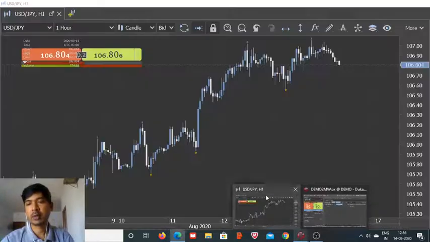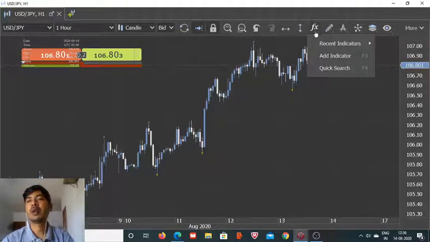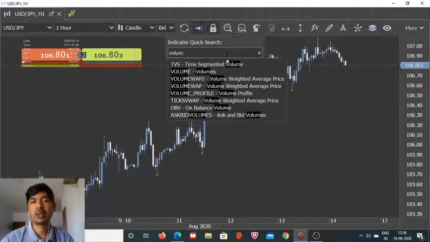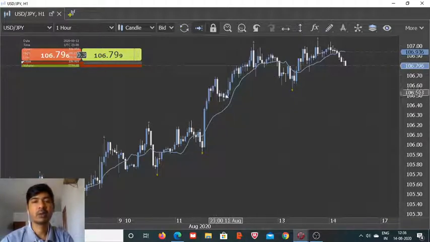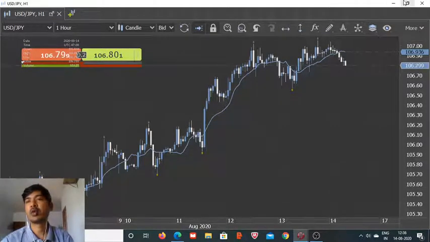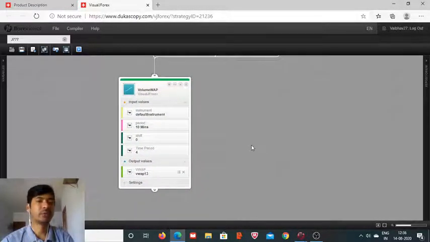Let us plot this on the chart as well. So here this is the chart, hourly chart for USD/JPY, and now we will add the volume weighted average price. Indicator quick search. Here we have these volume weighted average price. Okay, here it comes. Now we have to define the time period values here. The default setting has been on 14. So let us again go back on the board, Visual JForex.